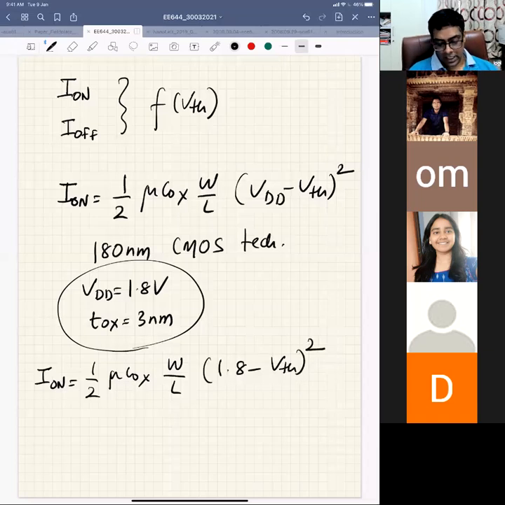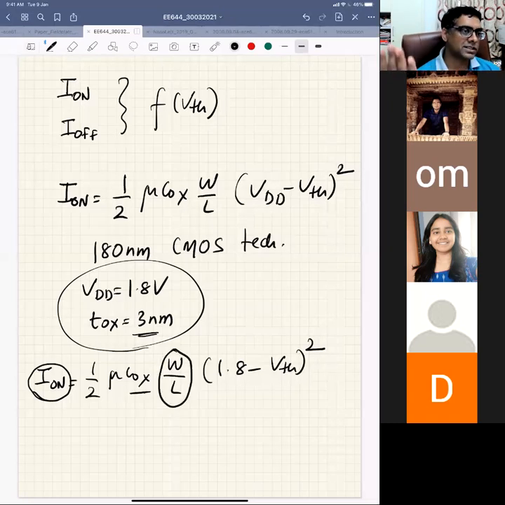So here you see your Cox is also fixed because your Tox is 3 nanometer, because Tox is designed such that it could handle that electric field. So in this case, if you want to increase the on current of a transistor, the only way to increase on current of the transistor is increase W by L ratio. Which designers generally do.